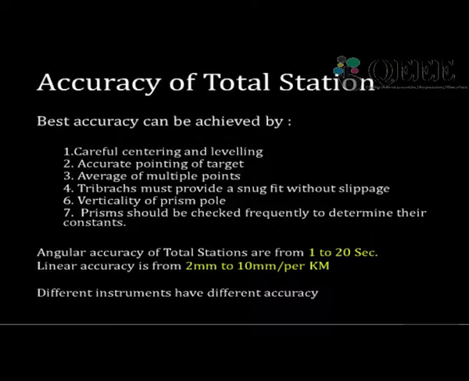The prism should be checked frequently to determine its constants. Generally the angular accuracy of total stations is from 1 to 20 seconds. There are different varieties of total stations which offer from 1 second accuracy to 20 second accuracy. The linear accuracy varies from 2 mm to 10 mm per kilometer. If you are measuring per kilometer, some total stations will give you 10 mm accuracy, and some can give you 2 mm accuracy. It all depends upon the other corrections and the correct field procedures. Different instruments generally have different accuracies, and depending upon the accuracy of the instrument, the cost also will vary.